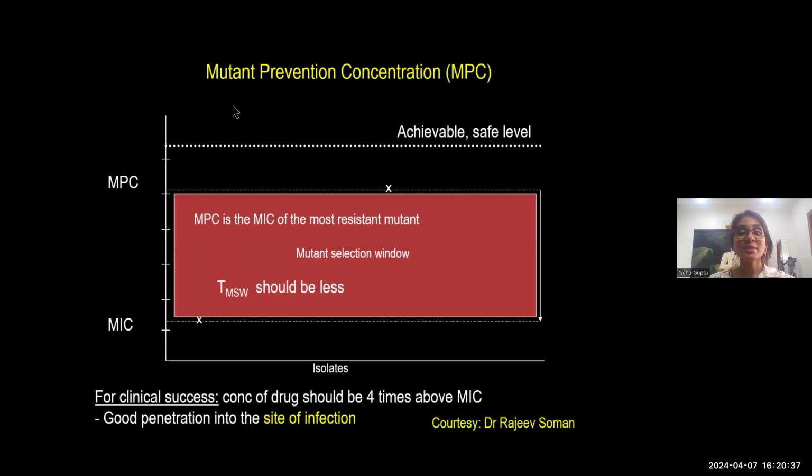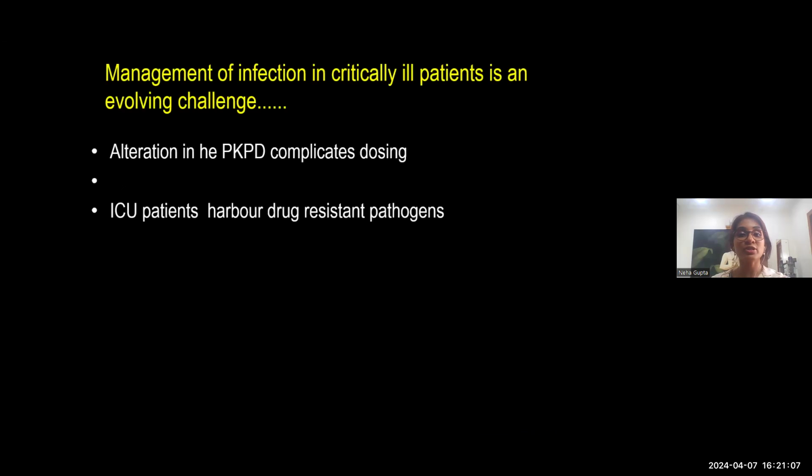There is also a concept of mutant prevention concentration, and this is the concentration we would like the antibiotics to achieve so that the generation of antimicrobial resistance is avoided. This MPC is usually 4 times above the MIC. And ideally, anyways, for clinical success, the concentration of the drug should be 4 times above the MIC, and it should be a good concentration at the site of infection.